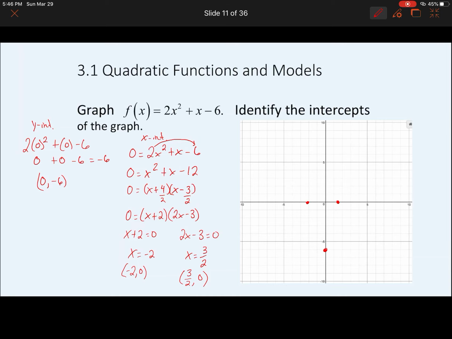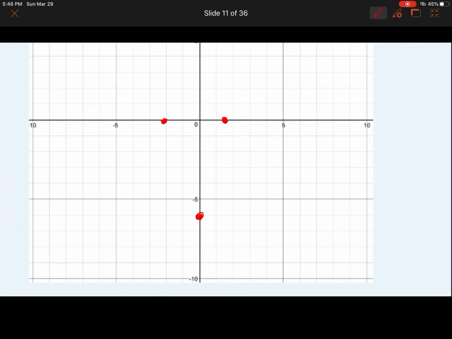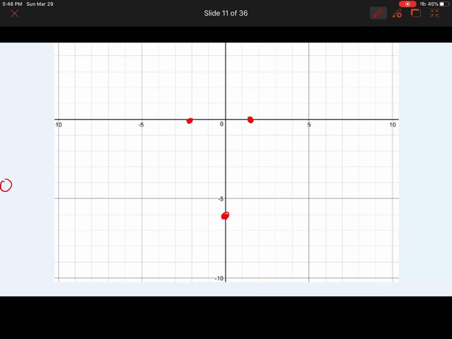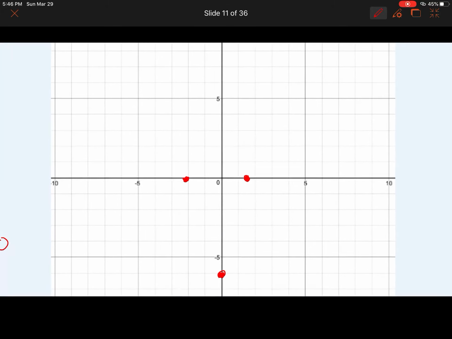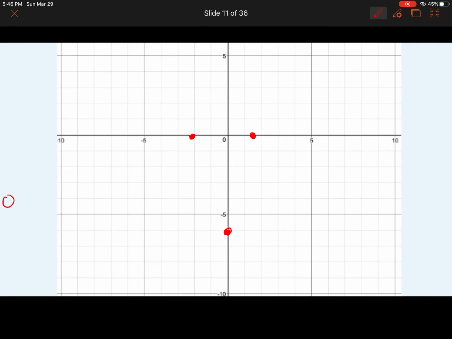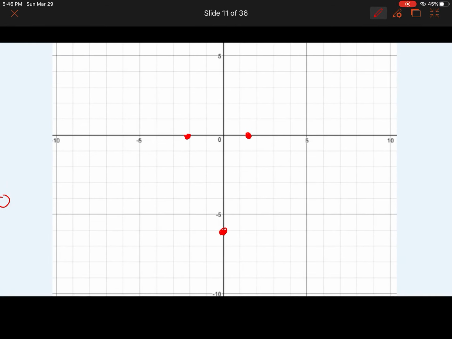So we're going to plot those. The negative 2, 0 says we're going to go left 2, and we're not going to go up or down any. And the 3 halves says we're going to go right 3 halves, or 1 1/2, and then not go up or down any. Now, let me zoom in on this graph, because I want you to notice something.